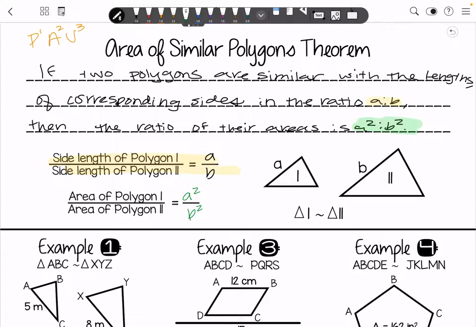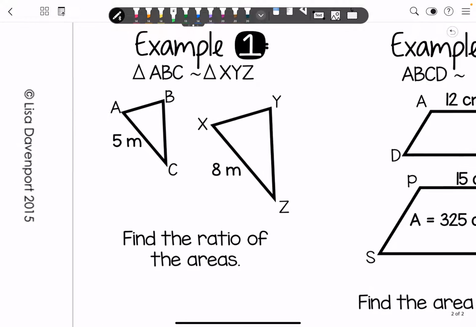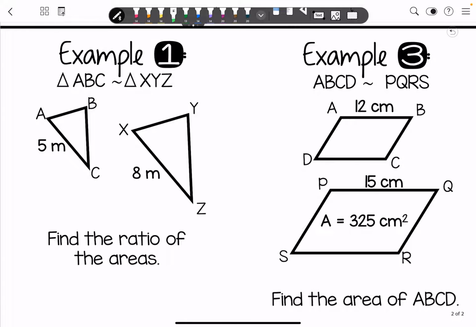All I'm doing is taking my side length and squaring it to get that ratio of the area. When we're doing it with volume, you can probably guess that it's going to be to the third power instead of to the second. All right, so let's check out some of our examples. Our first set of examples, we're going to write ratios, and that's going to help us find the ratio of the areas.